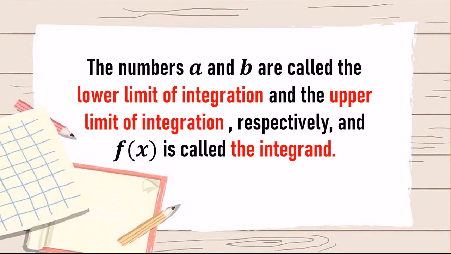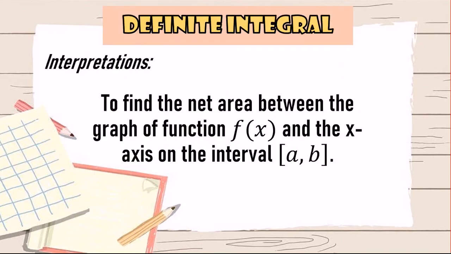The numbers a and b are called the lower limit of integration and the upper limit of integration respectively, and f of x is called the integrand. There are possible interpretations of definite integrals. One of them is that the definite integral finds the net area between the graph of function f of x and the x-axis on the interval [a, b].